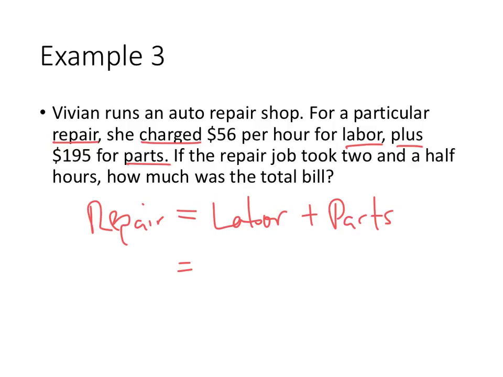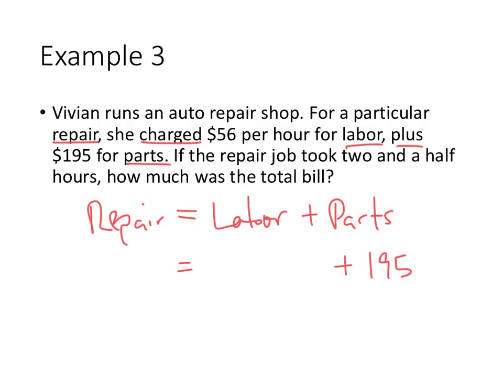Now we know the parts was $195. They tell us that right away. What about the labor? Well, it was $56 per hour. And we're going to see this a lot. Whenever you see something per something else, that's a rate. So dollars per hour. So for each of the hours that the job took, we charge $56.